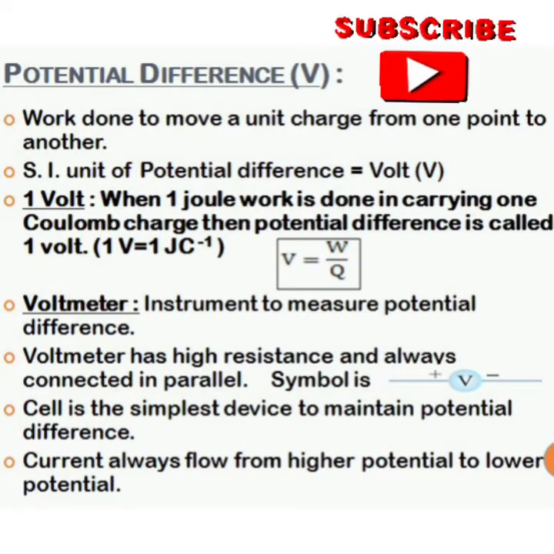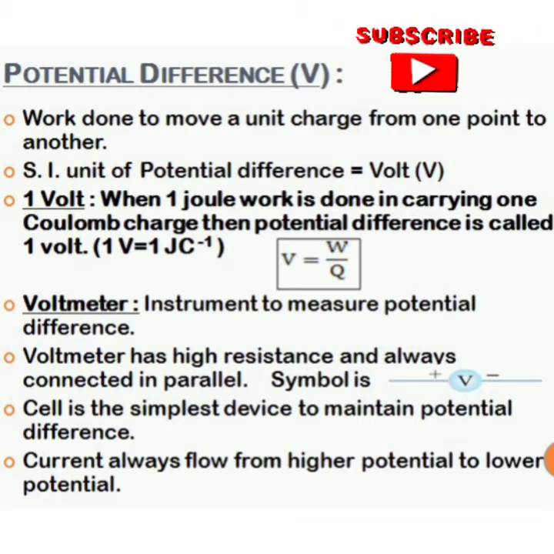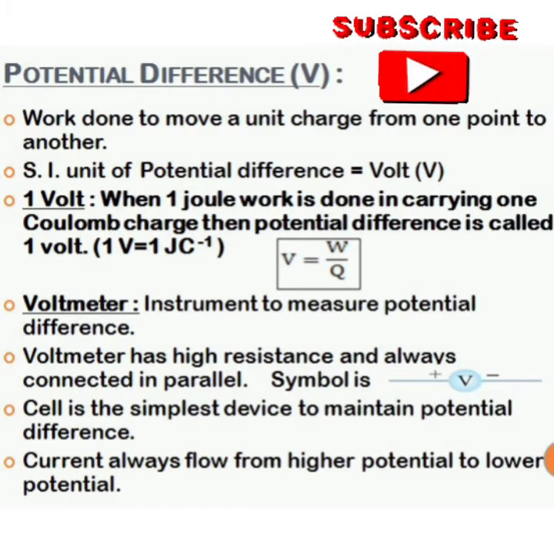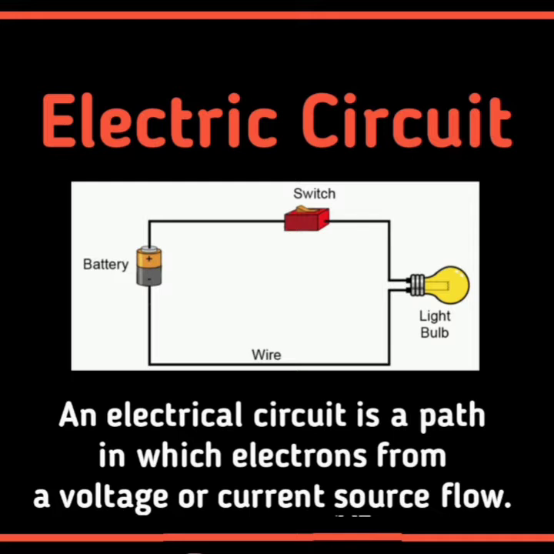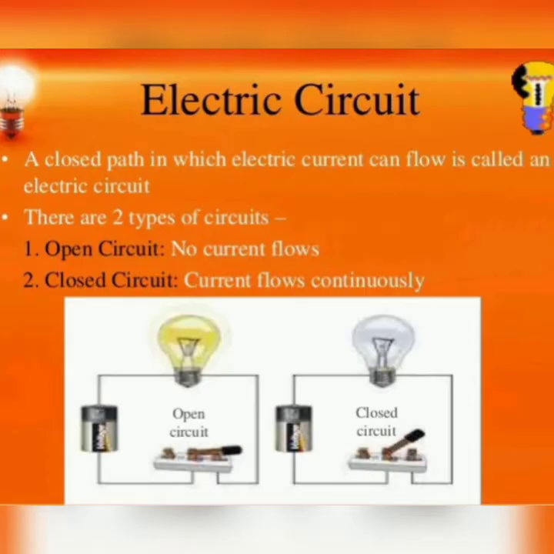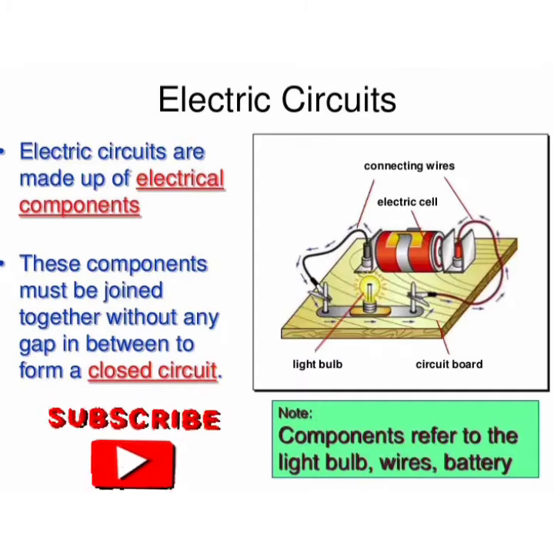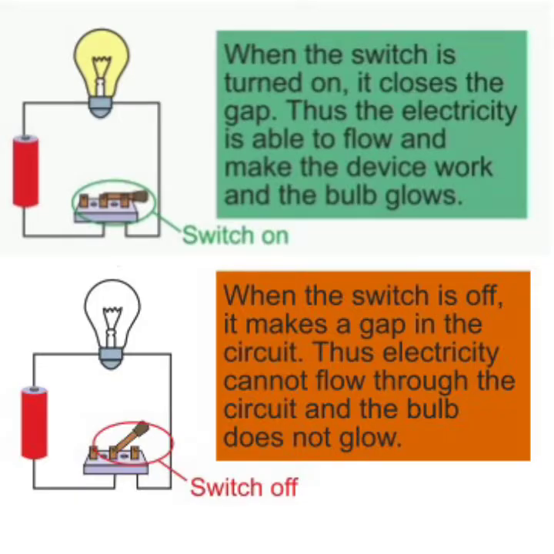It is the potential difference between the ends of the wire which makes the electric charge flow in the wire. A continuous conducting path is required for the electrons to flow. This path is known as an electric circuit. The various components in an electric circuit should be joined together without any gap in between them to form a continuous path. Such a circuit is known as a closed circuit. A gap in the circuit makes it open and current doesn't flow through such a circuit.